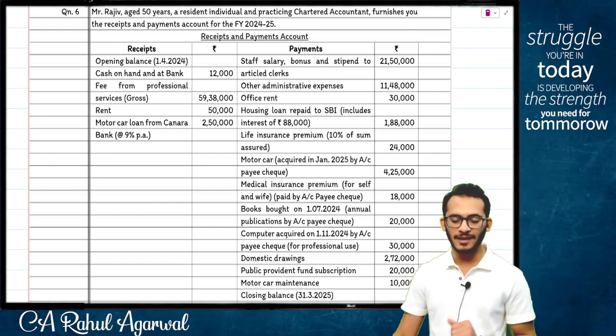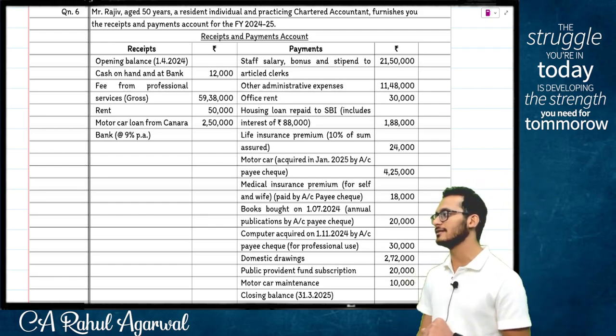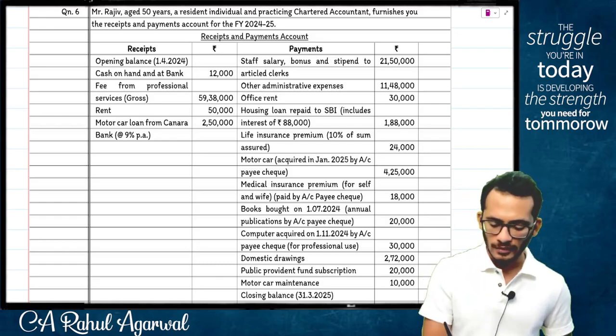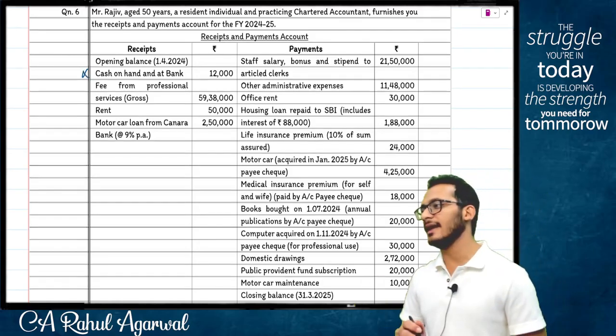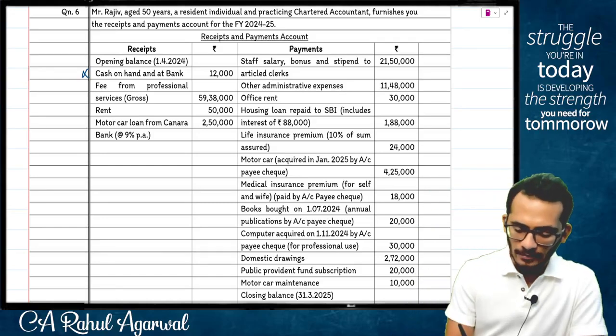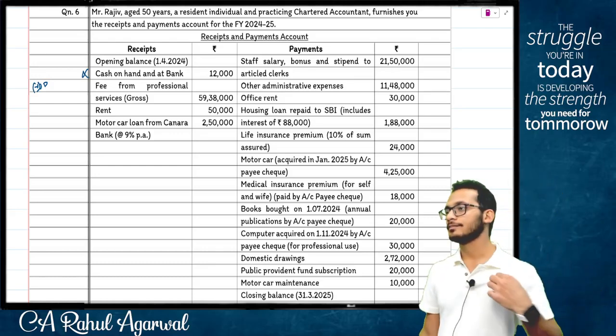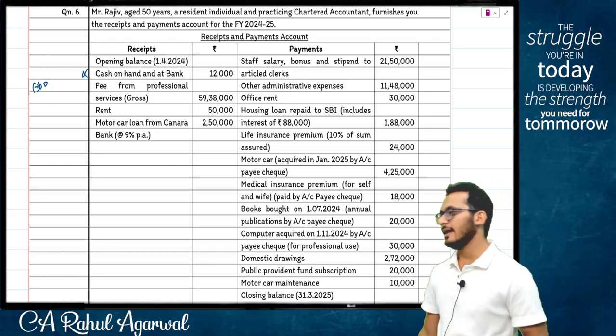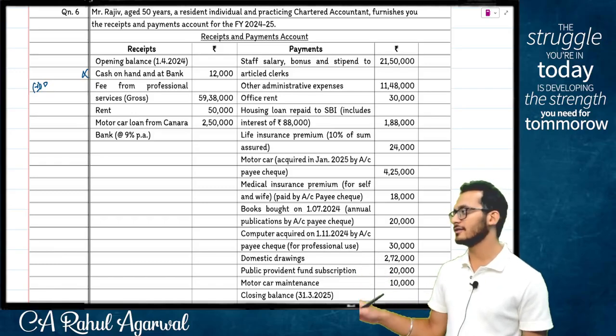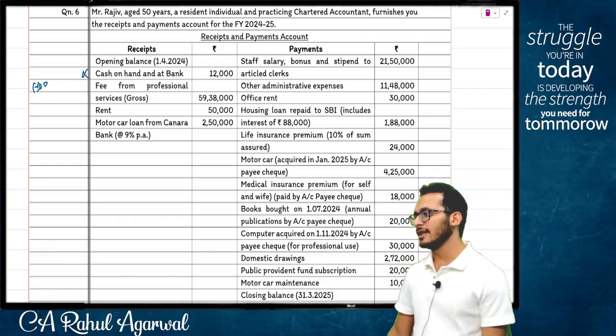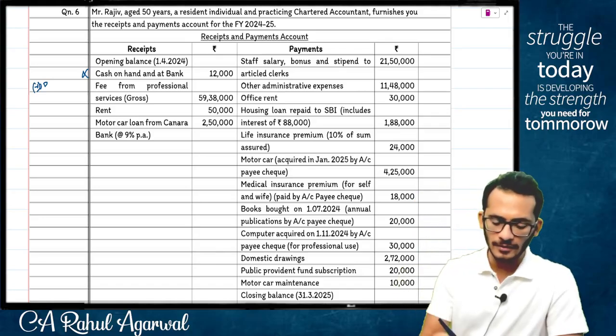First one says opening balance, cash in hand and bank, 12,000 rupees. Ignore. Fees from professional services, 59 lakh 38,000. I will take it in my PGBP. But here, people, also pay attention. 59 lakhs has crossed 50 but not crossed 75. I'll need to check later on for presumptive taxation.